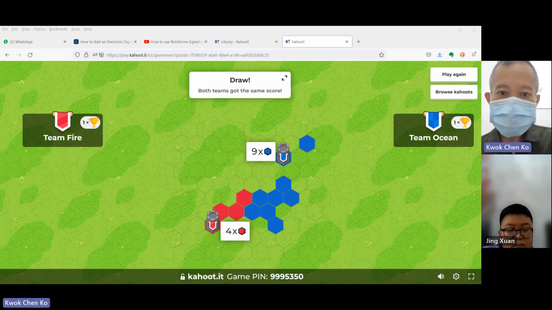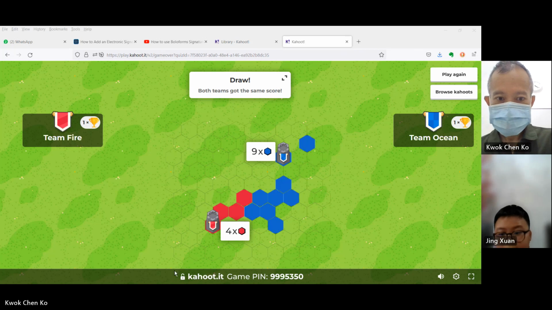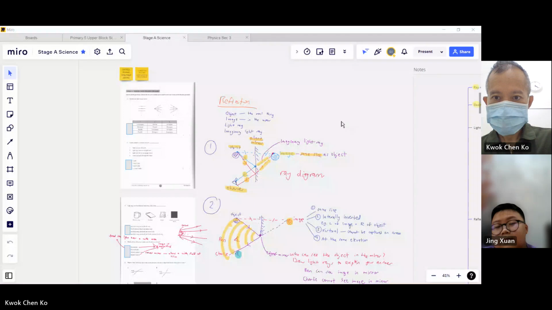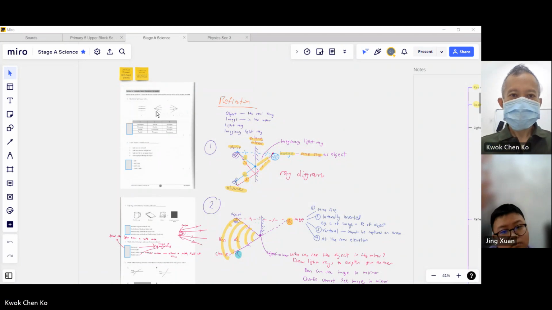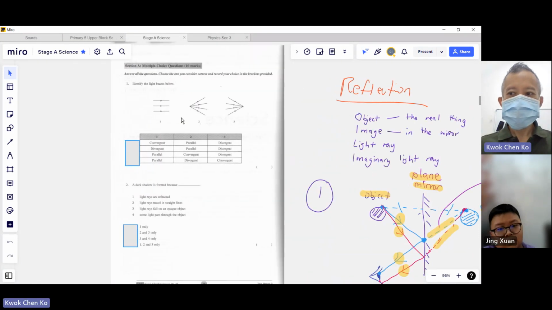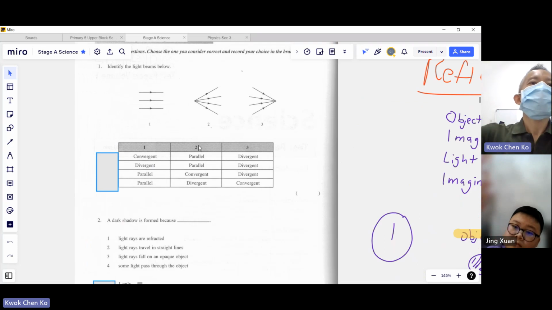Jin Xuan, take up your worksheet from last week. You still have it, right, Jin Xuan? Come, let's see. Any questions before we start? No, all fine. Right corner. I must use this one.